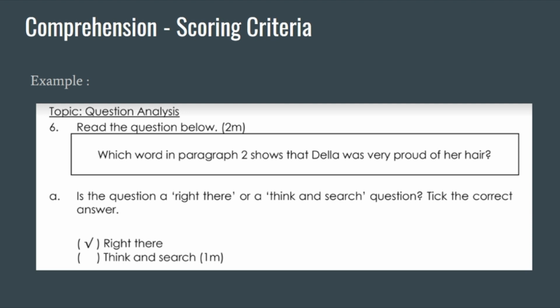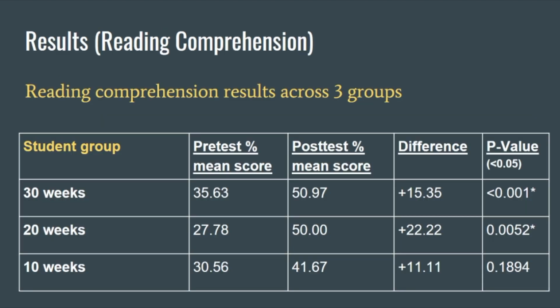A right there question is a question whereby the student is able to make a direct reference in the text and probably lift it off in their attempts to respond to the question. But in a think and search question, the student is required to not just locate sections of text to respond, but to draw their own inferences and possibly phrase their own answers. So if the student is able to identify this question type, 1 mark is given.